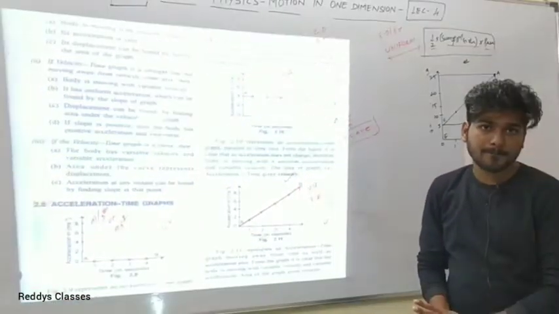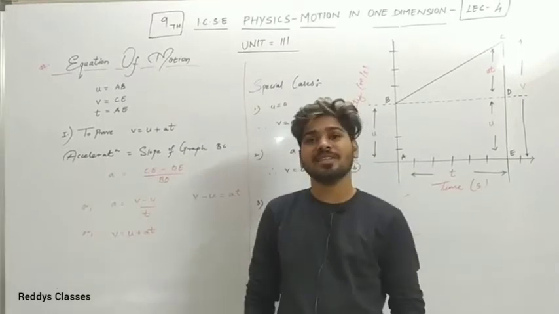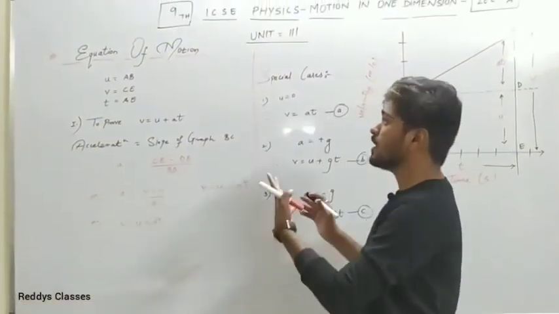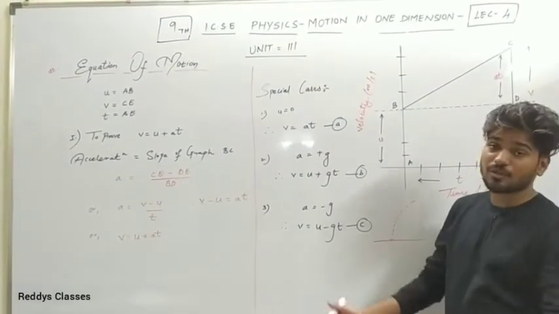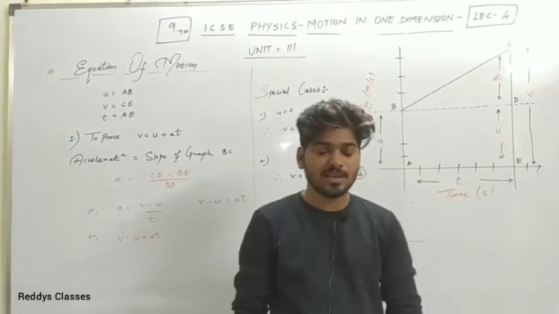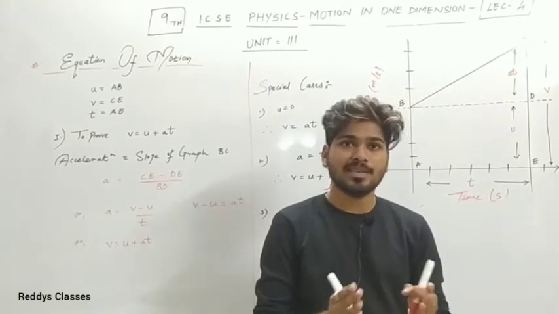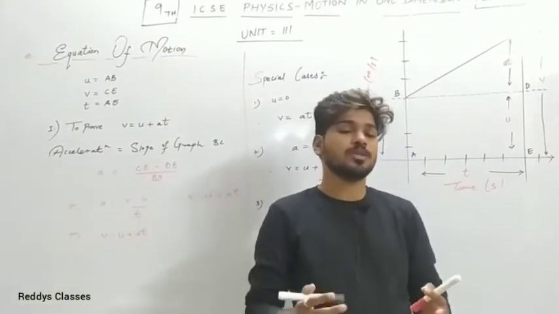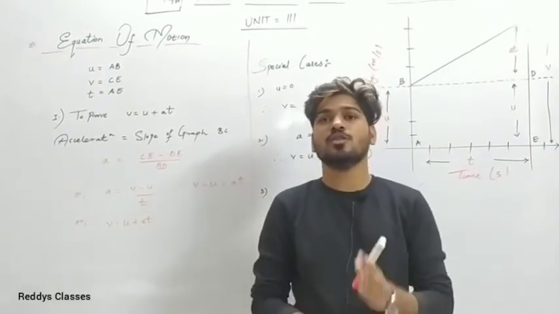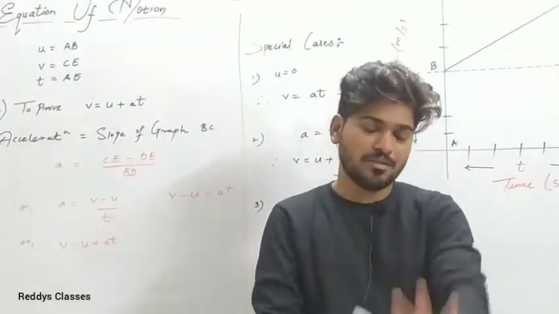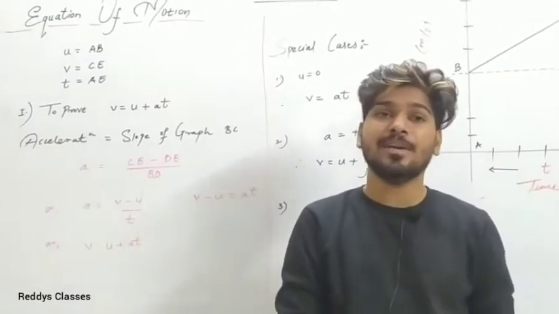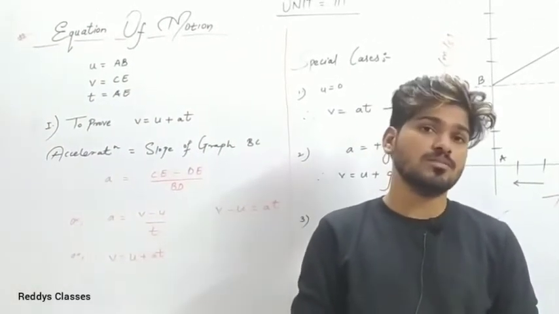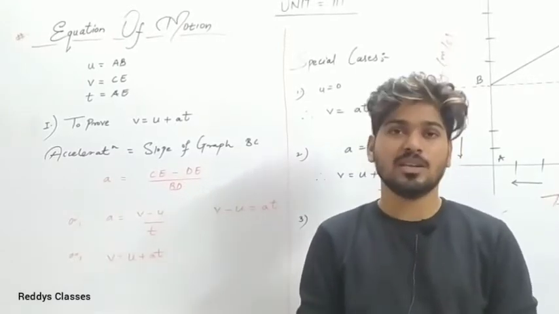So students, let us study the equations of motion. We have three equations here: v is equal to u plus at, v square is equal to u square plus 2as, and s is equal to ut plus half at square. These are also known as kinematical equations. So let us study how they are formed and what derivations are required here.